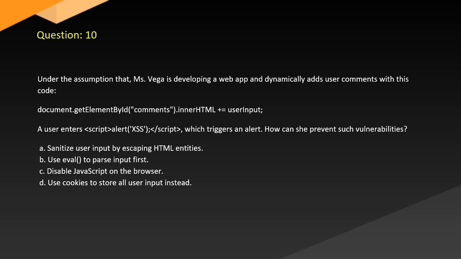Question 10. Suppose Vega is developing a web app and dynamically adds user comments with this code: document.getElementById comments innerHTML plus user input. A user enters an alert script, which triggers an alert. How can she prevent such vulnerabilities? A. Sanitize user input by escaping HTML entities. B. Use eval to parse input first. C. Disable JavaScript on the browser. D. Use cookies to store all user input instead.